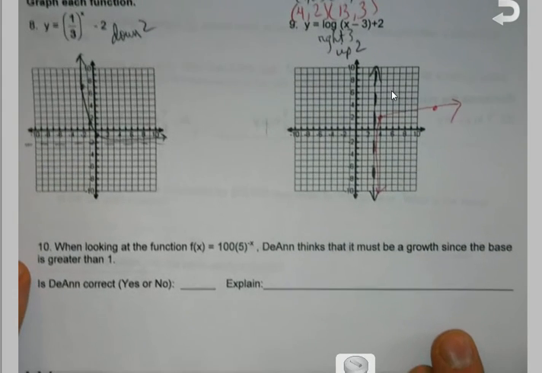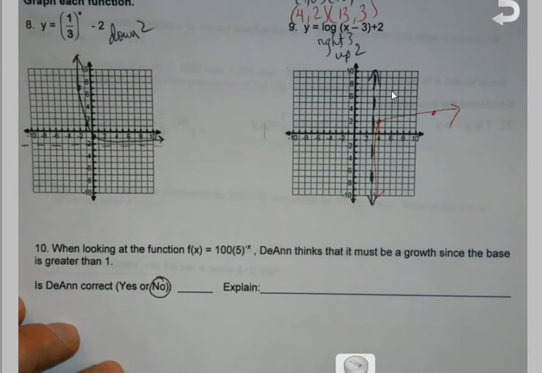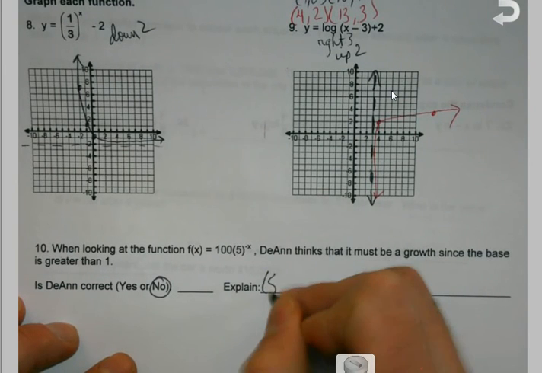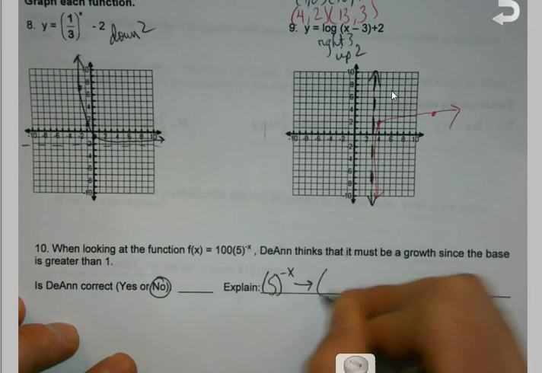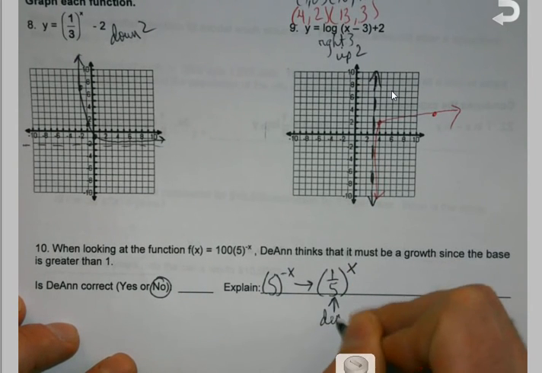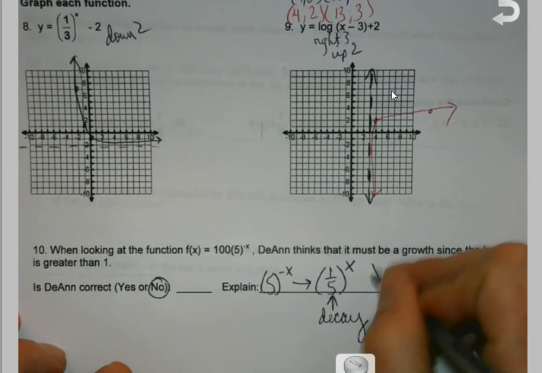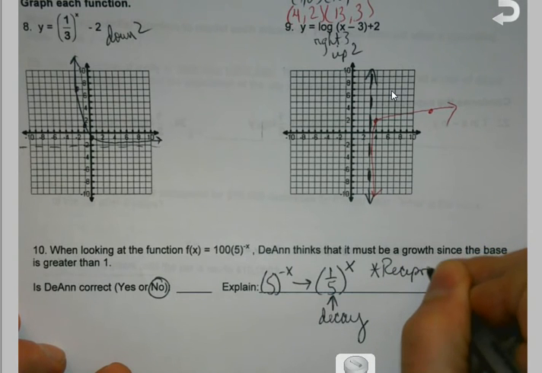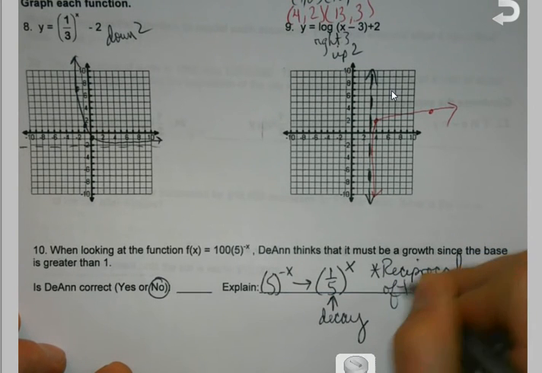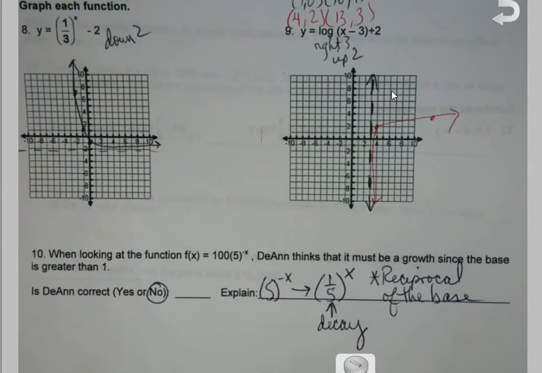All right. Oh, look, for the third straight quiz or test. When looking at the function 10^(-x)... Deanne thinks it must be growth since the base is greater than 1, which is normally sensible. Is she correct? Absolutely not. Well, why? Because that negative exponent causes it to act as its reciprocal. That would be decay. You could do it this way. Otherwise, I need to see the word reciprocal of the base. In other words, you're telling me I know this number flips over and causes it to be the opposite of what it would think.